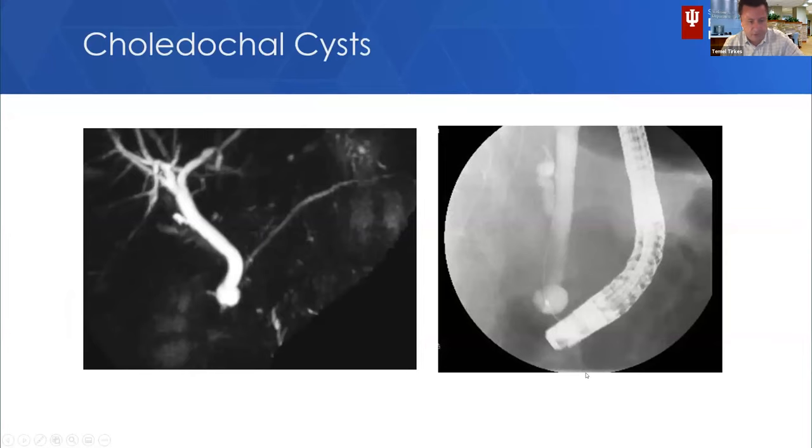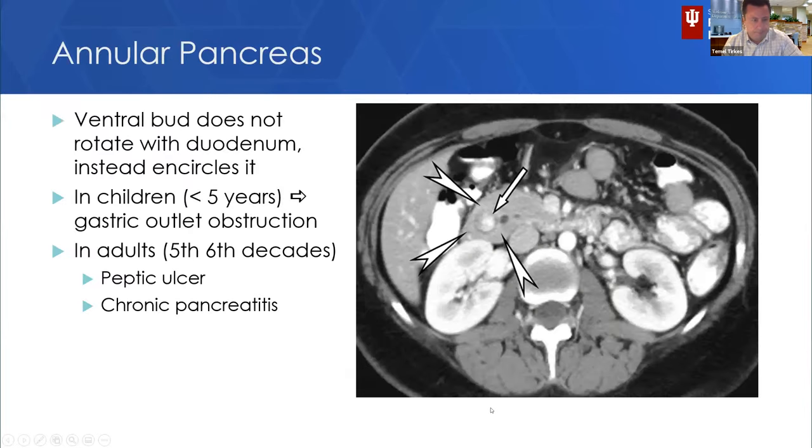Choledochal cysts come in different types. I'm showing you the type 3 choledochal cyst here, which is a circular or cystic dilatation at the terminal portion of the common bile duct. This is typically seen within the duodenal wall, and it is also seen on the ERCP image on the right side. It looks very similar to the MRCP image.